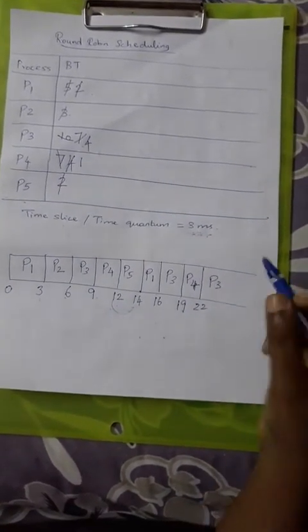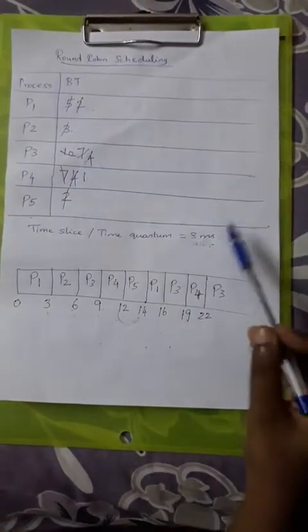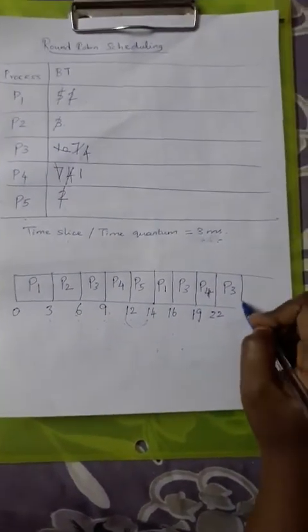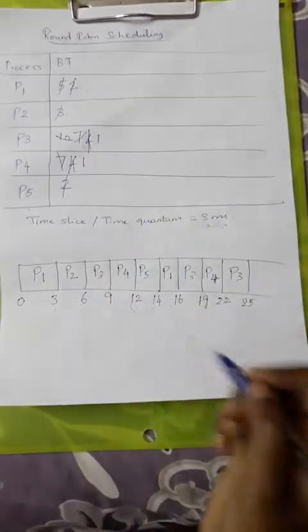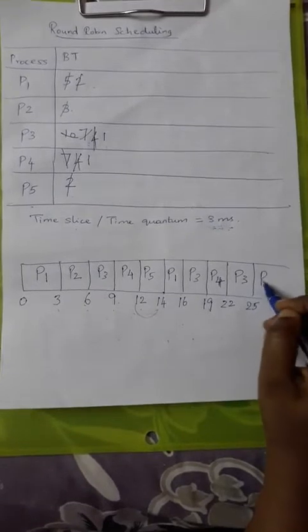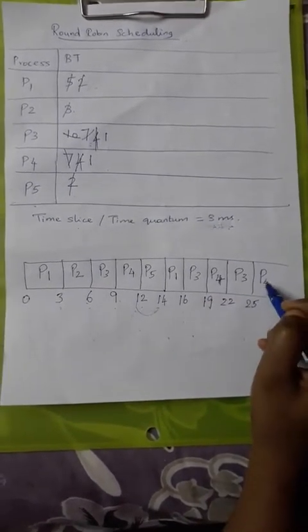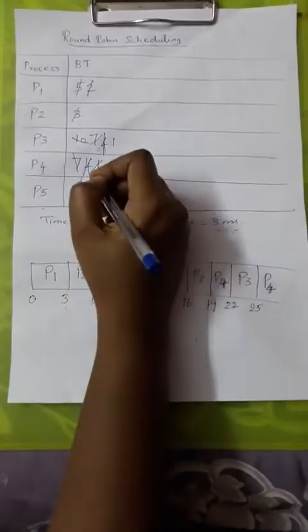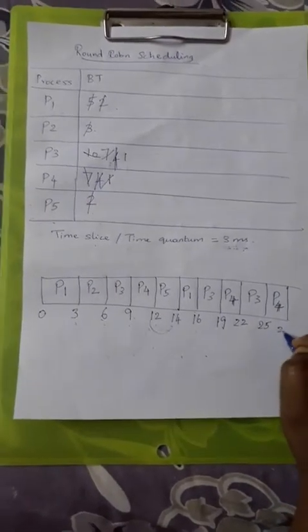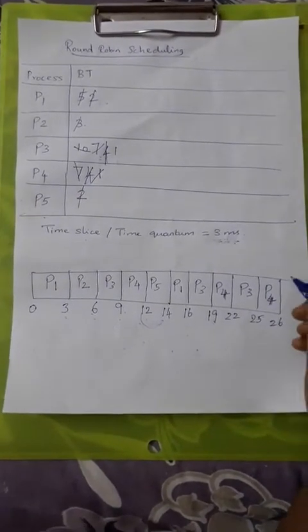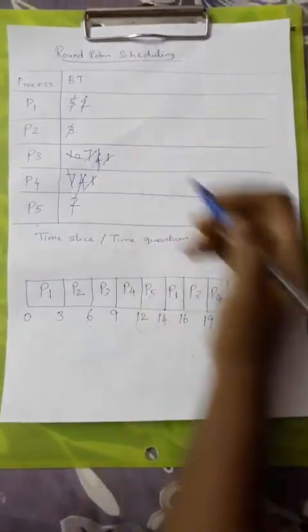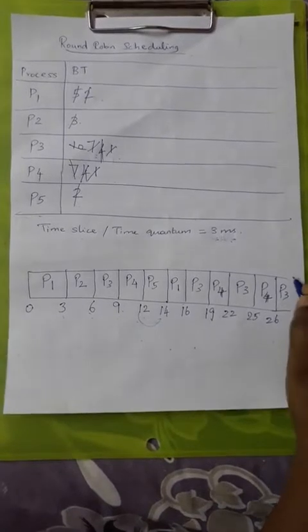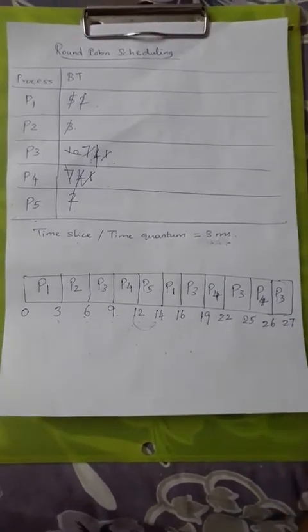This process P3 has 4 milliseconds to be executed, but the time slice is 3. So up to 3 milliseconds only it will be executed. The remaining will be 1 millisecond to be executed. Next we have process P4, which needs 1 millisecond, so this 1 millisecond will be executed. Last, we have the remaining 1 millisecond in P3. Then this P3 for 1 millisecond will be executed, that is up to the 27th millisecond.